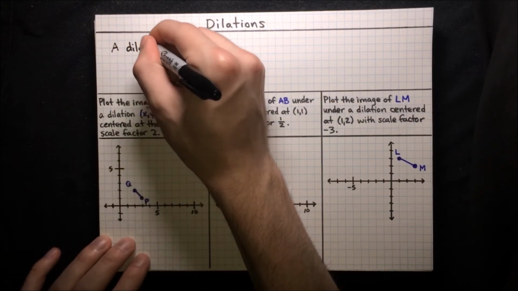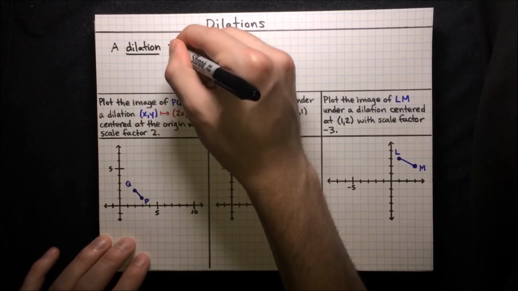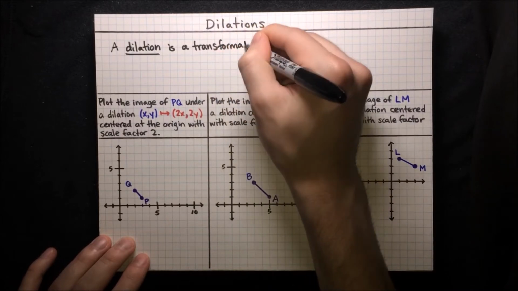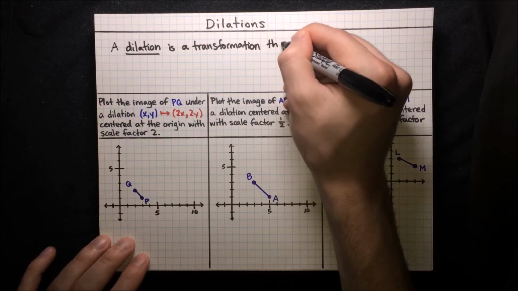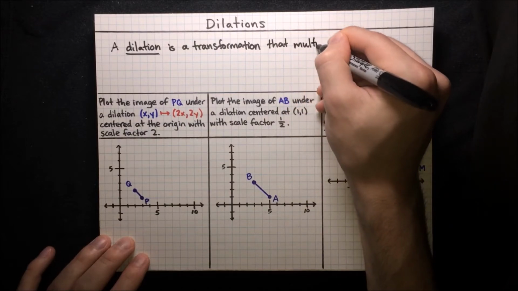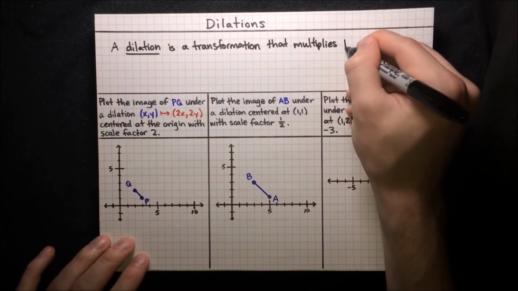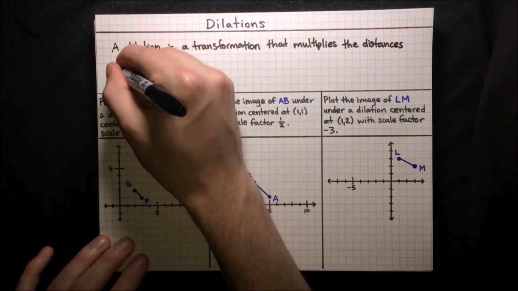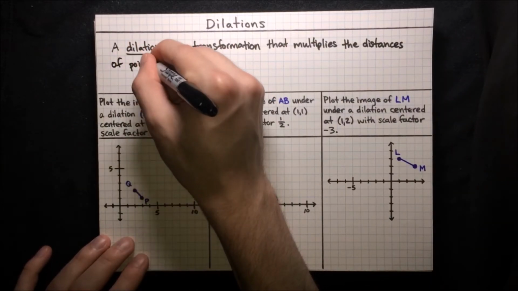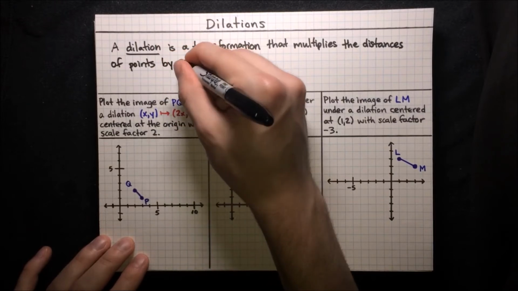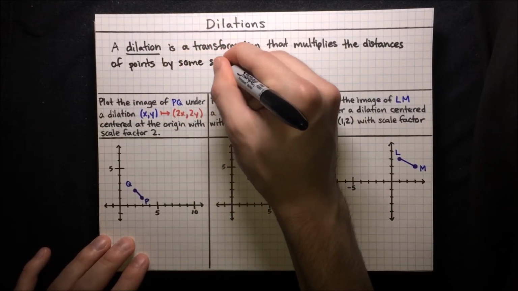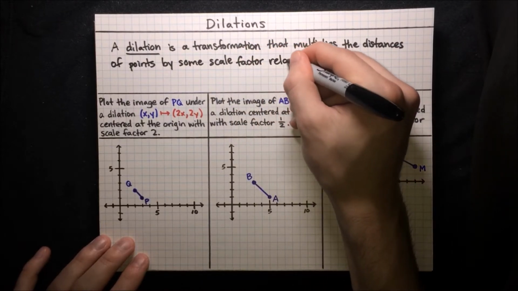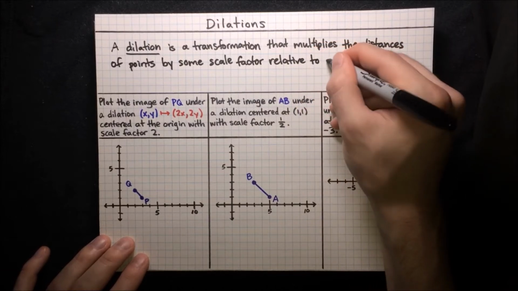A dilation is a transformation that multiplies the distances of points by some scale factor relative to some center.